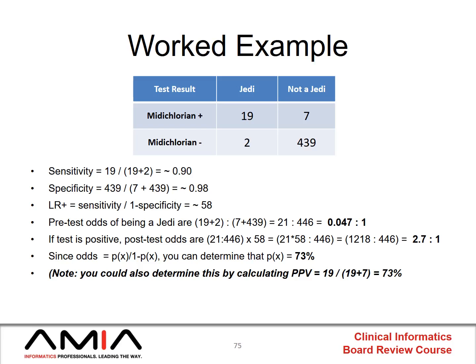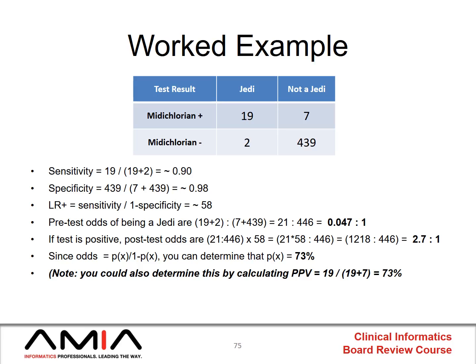Okay? So previously, there's a 0.047 to 1 odds of being a Jedi. And after I do the test, when it's positive, there's a 2.7 to 1 chance, odds of being a Jedi. And you're saying, okay, well, how helpful is that? It's only helpful because I can convert 2.7 to 1 odds back to probability and determine that that's a 73% chance of being a Jedi.